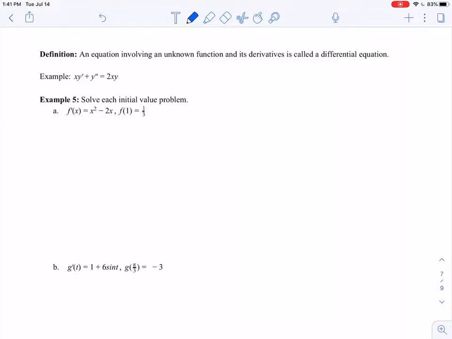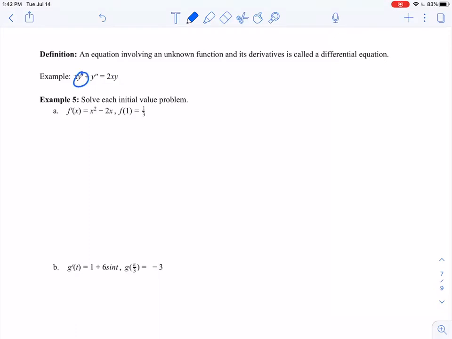The last thing that we'll talk about in this section is differential equations. Differential equations are equations involving an unknown function and its derivatives. So for example, we might have something that looks like xy prime plus y double prime is equal to 2xy, where y is a function of x, and we're looking for a function of x.